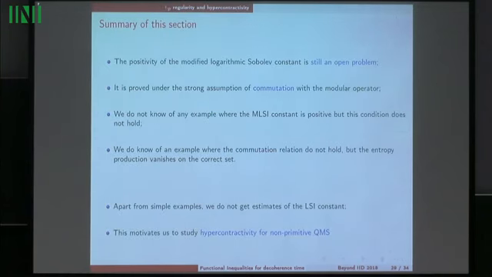You say you know of an example, we do know of an example, or do you mean to say we do not know? So we do not know of any example where the constant is positive, but we don't have the commutation relation. We also don't know of any example where the constant is not positive. So outside of this commutation relation, we know nothing.